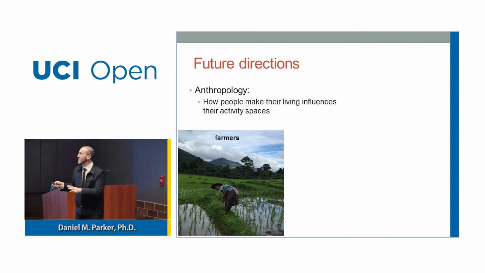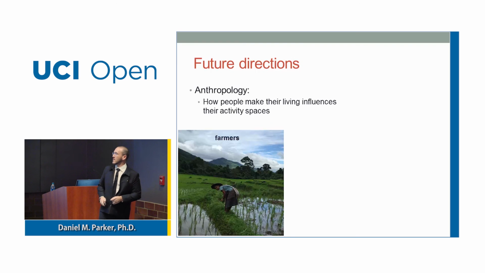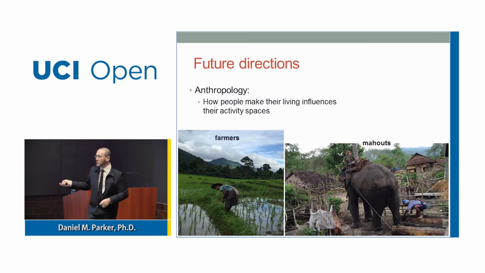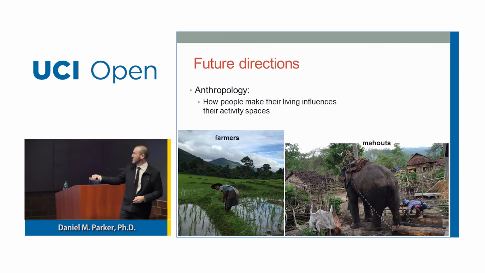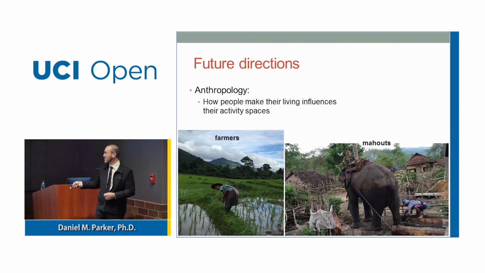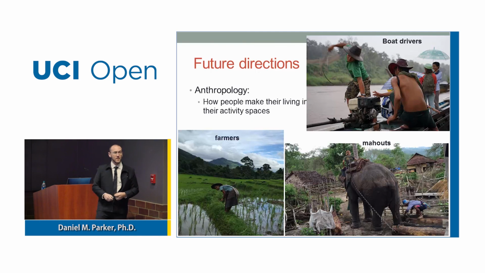But even that is an oversimplification, and this is where a bit of anthropology comes in, because while most Karen people are farmers, not all are. Some of them are mahouts, so they have domesticated elephants. They haul heavy teak logs through the forest, and they have very different activity space patterns than do farmers. Others are boat drivers. They make a living by moving things across the river or up and down the river. And still there are hunters, there are soldiers, there are many different activity patterns.